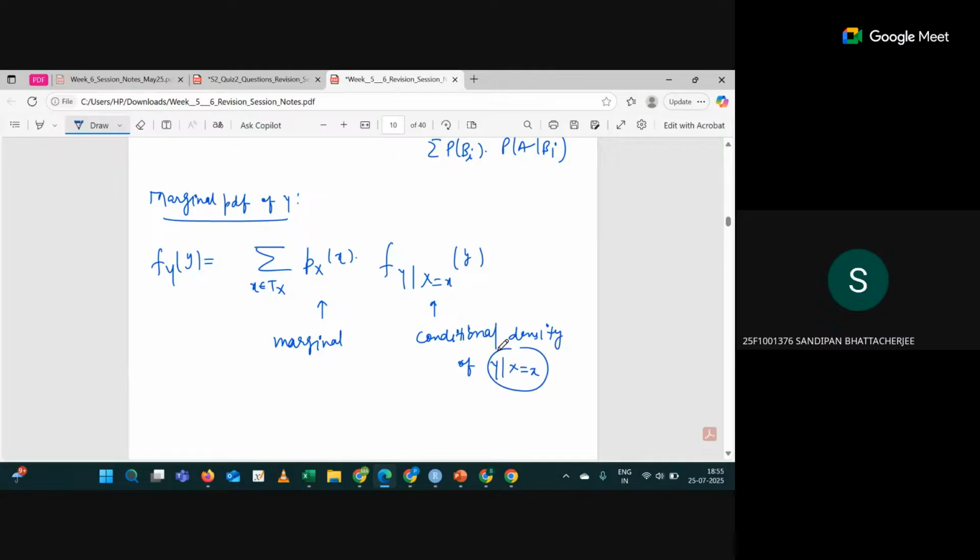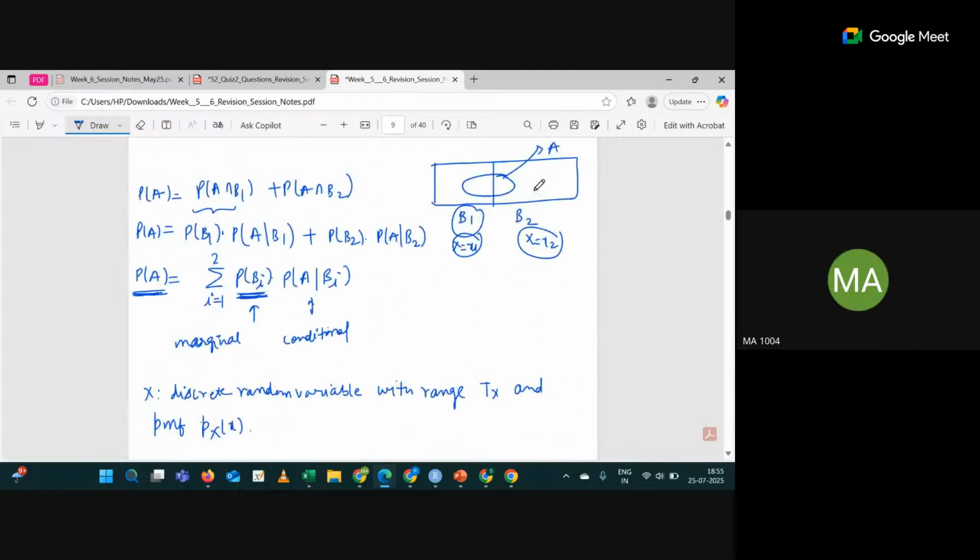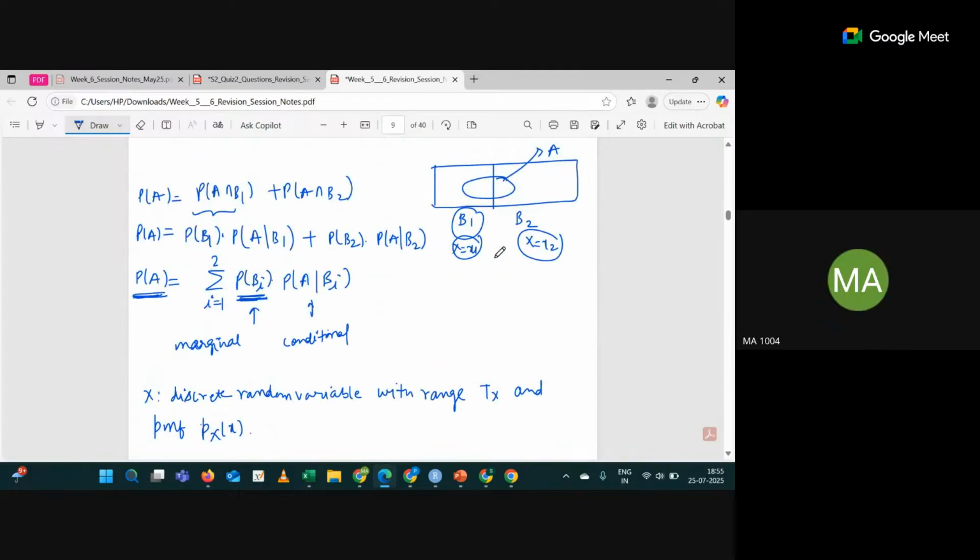So our P(A) is equal to the sum of P(B) times P(A given B). You can think of it like this: suppose x is taking only two values, x1 and x2. This is discrete. For these two parts, there is some y occurring, something like this. Then how do we calculate f of y, the marginal density of y? You can apply the law of total probability. The law of total probability is the key idea behind this. Is this clear?